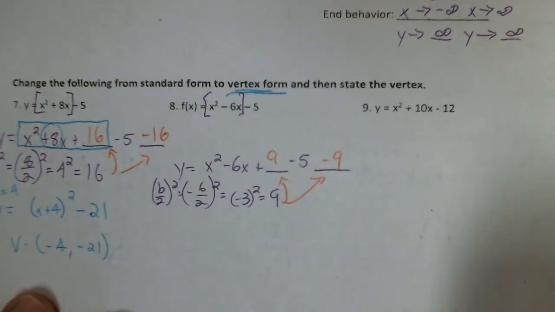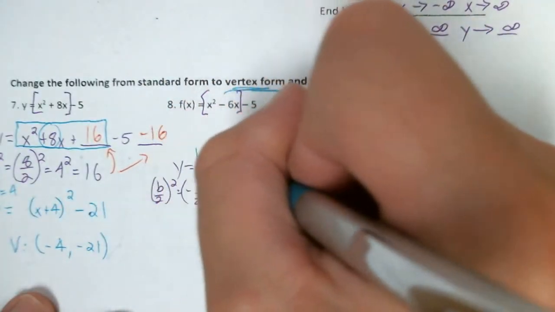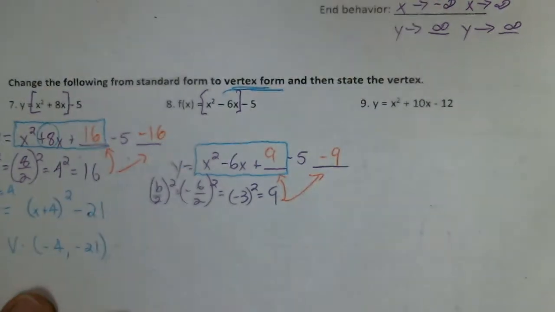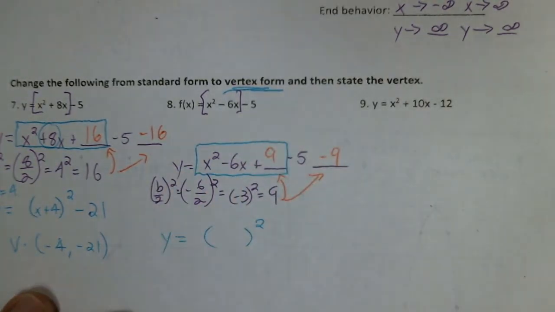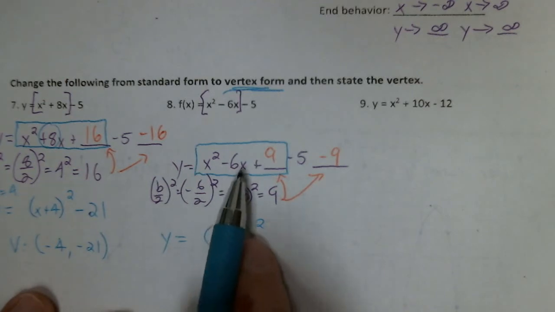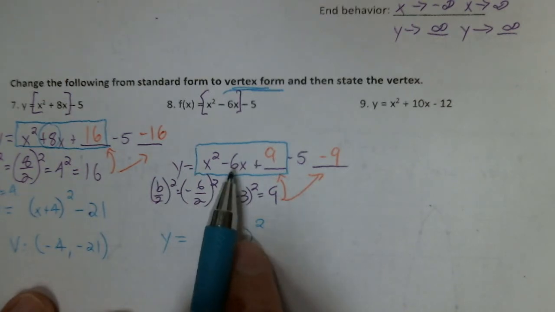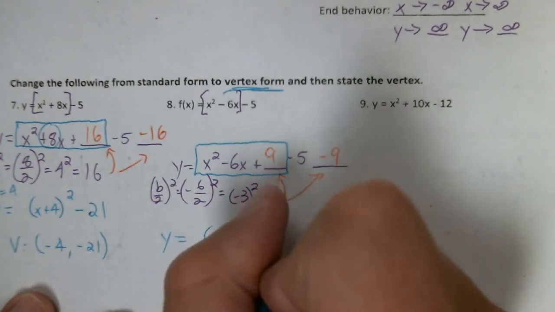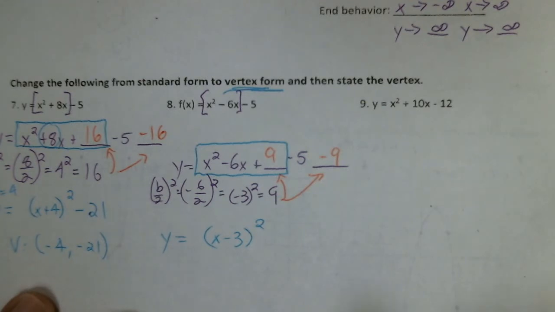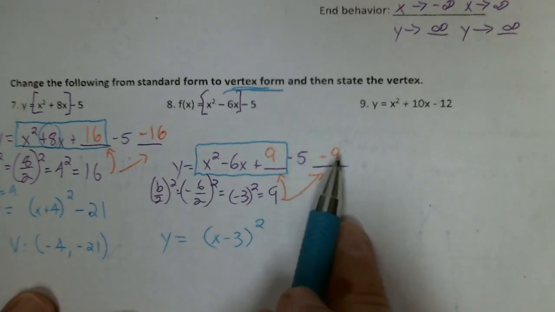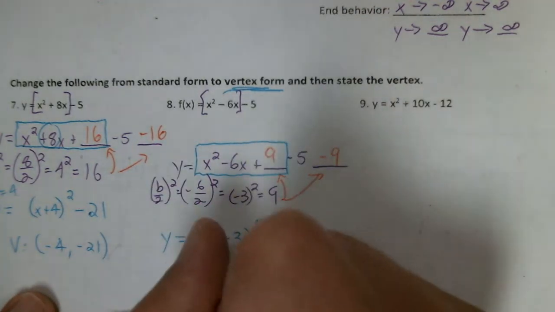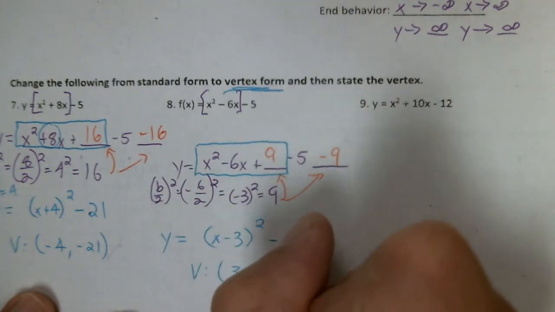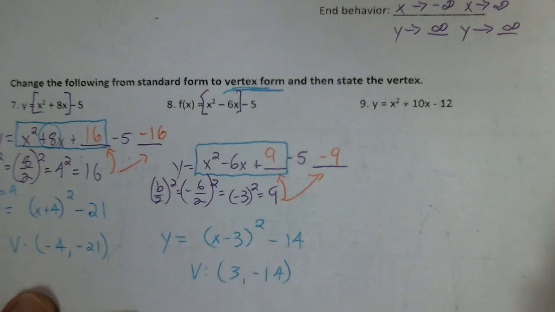Now why did I do that? So that I can factor this perfect square trinomial. I know it's going to be y equals parentheses squared. Just write it down. To figure out what goes in there, you take half of that number, half of b. Half of negative 6 is negative 3, so it's just an x minus 3 every single time. Combine your like terms, combine the negative 5 and the negative 9, you get minus 14. So my vertex in this case would be 3 comma negative 14.